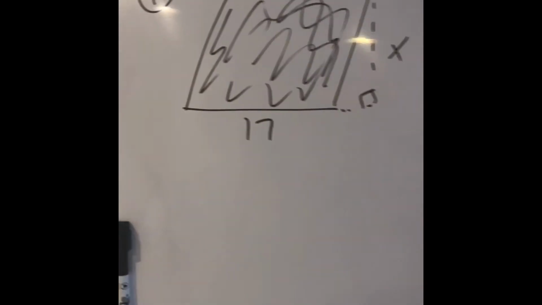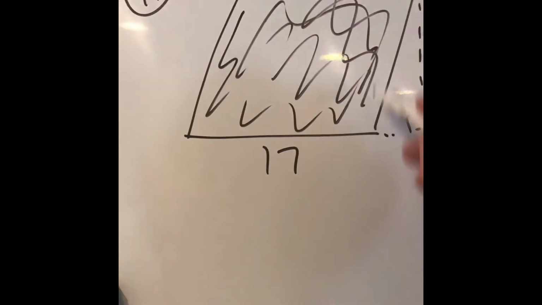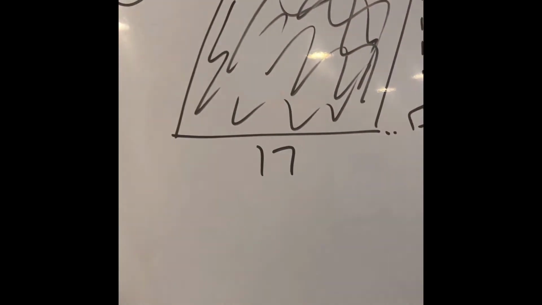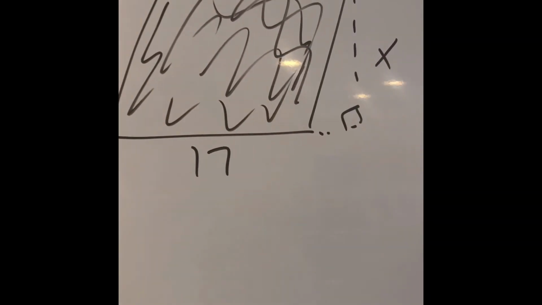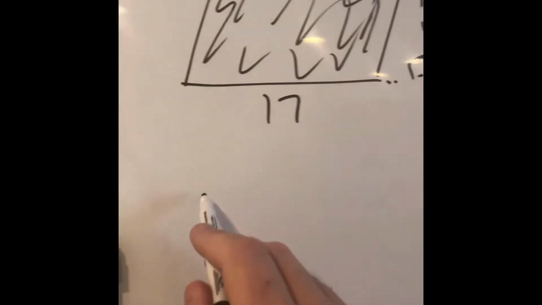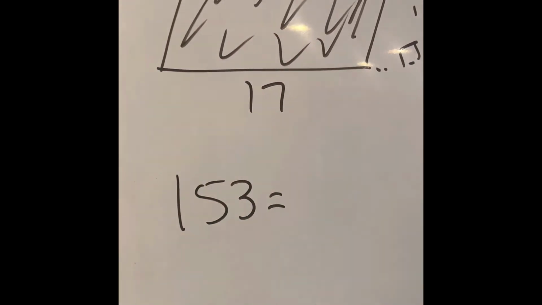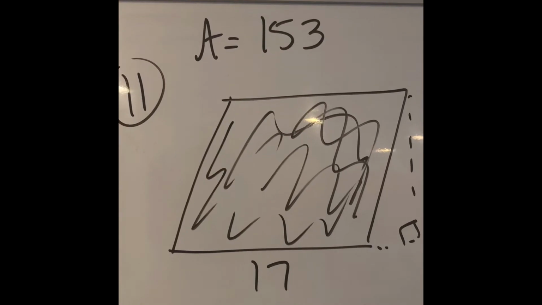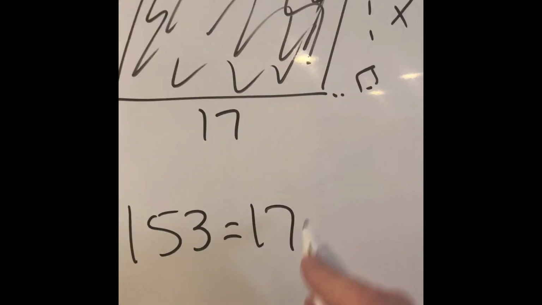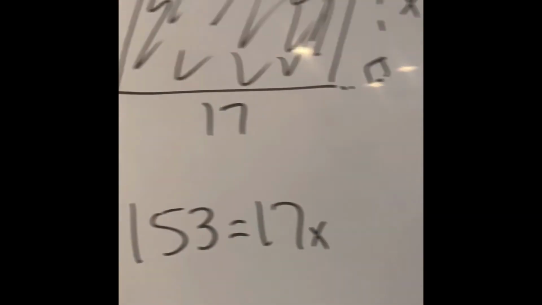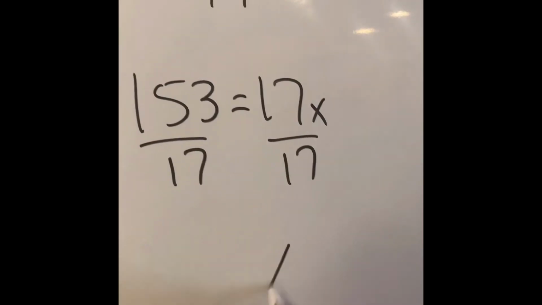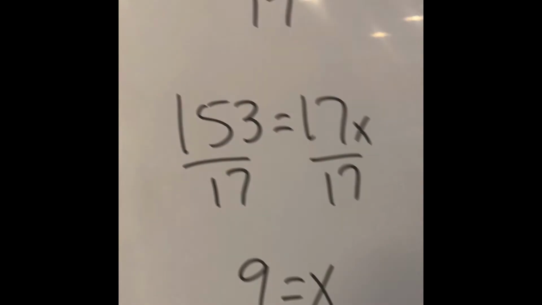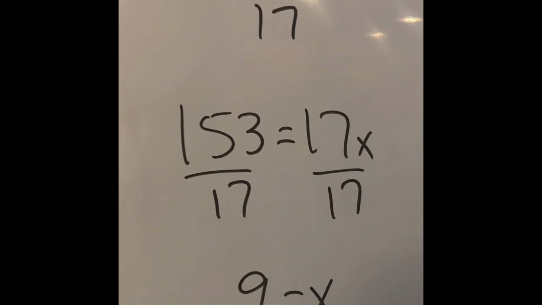Number 11. Now they want to find x. So they have a shaded parallelogram here with the height on the outside of the parallelogram. So all we're going to do is take 153, which is my area, and that's going to equal my base 17 times my height, which is just x. So all we do is divide both sides by 17, and your missing side x is 9. So your height is going to be 9 for number 11.